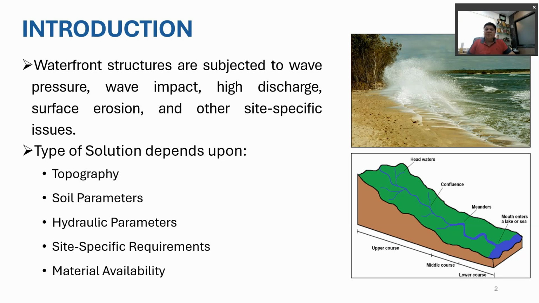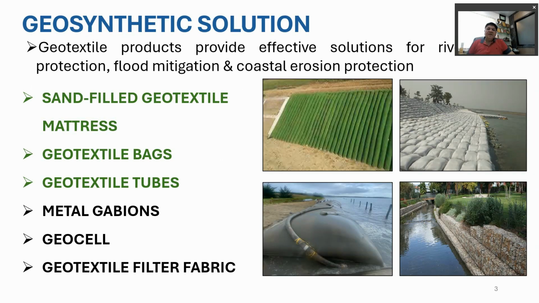But before proposing any solution, we should know which kind of topography is available at site, what the soil parameters are, and also hydraulic parameters such as wave energy, wave heights, and the water current for the river. Sometimes there is a scarcity of good granular material, so we should know which kind of soils and material is available at site before proposing any solutions for erosion prevention. There are various kinds of solutions available in the market, and one can propose any of them considering the issues at site.